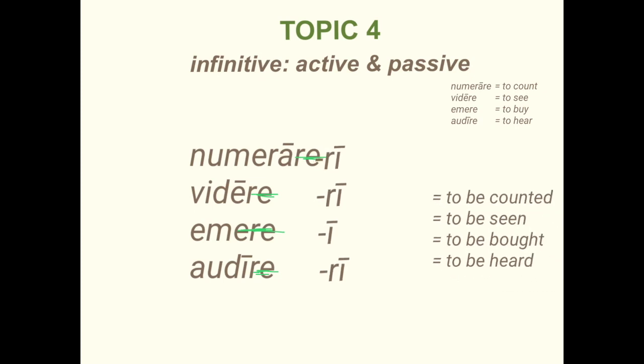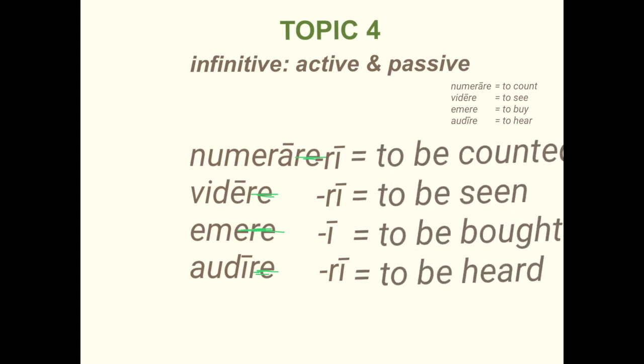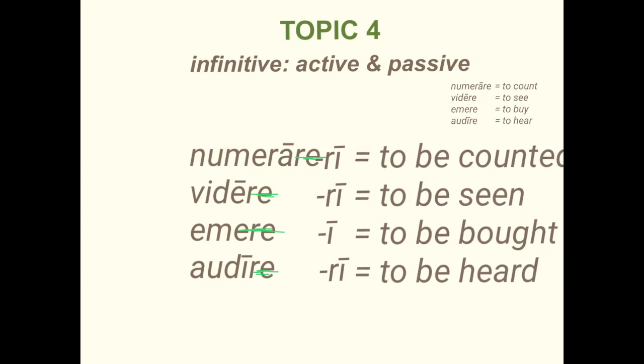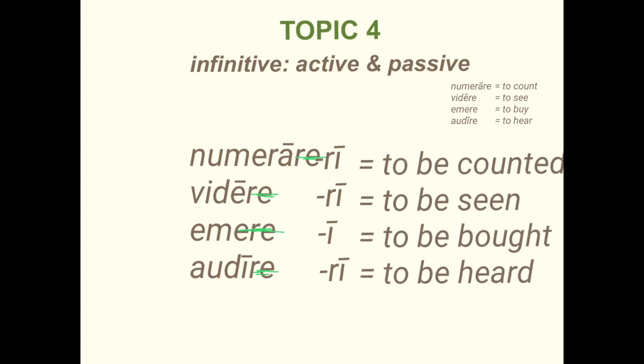And that is going to change the meaning from "to count" to "to be counted," from "to see" to "to be seen," from "to buy" to "to be bought," and from "to hear" to "to be heard," simply by adding the ending -ri. You'll notice, however, that with the third conjugation verb emere, we chopped off the whole -ere and just added the letter i. So the final infinitive would be emi, to be bought. This is a peculiar characteristic of the third verb family, and we'll practice that quite a bit in class.